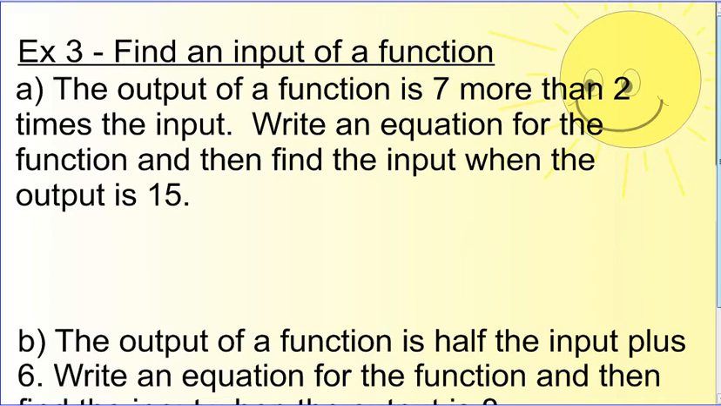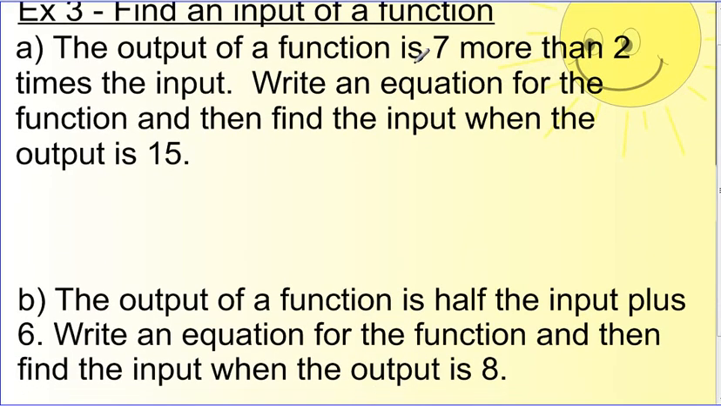So here it says, the output of a function, so you think the output, that was the y variable. The output of the function is 7 more than 2 times the input. Now let's just think about that. 7 more than 2 times the input. And it says that's the output. Write an equation for the function, then find the input when the output is 15.